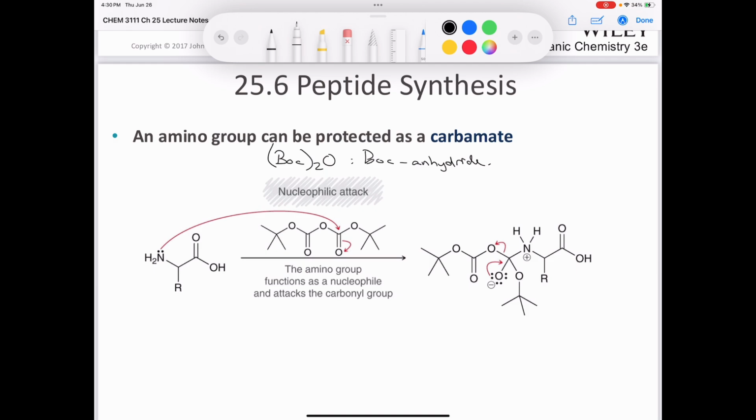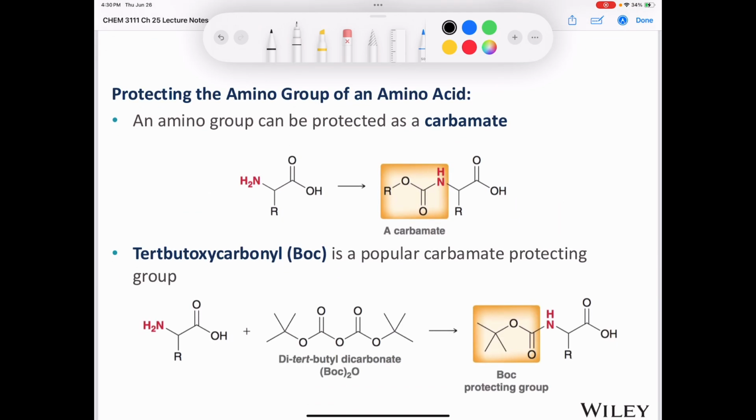And so you can see that the amine acts as a nucleophile here. And then after the rest of the mechanism, we end up with a carbamate. So keep in mind that a carbamate is when we have a carbonyl that's flanked by a nitrogen and an oxygen like this. Sometimes people pronounce it differently, but I always call it a carbamate. So we have our carbamate, and if we use our BOC anhydride, or more correctly, our di-tert-butyl dicarbonate, we call that a BOC protecting group. So we say we have a BOC protecting group on our nitrogen.